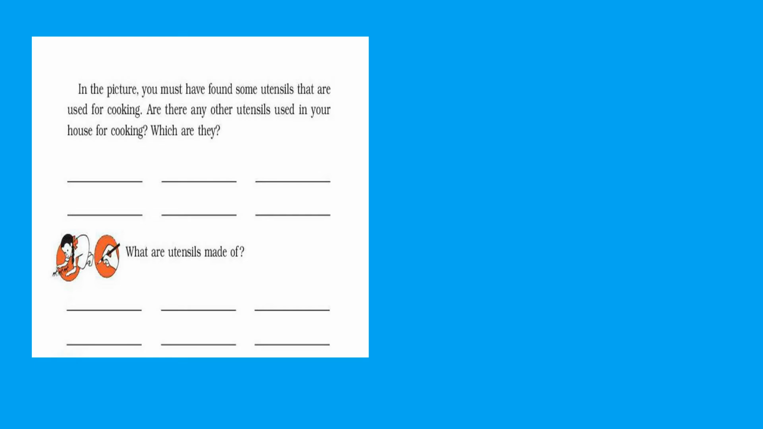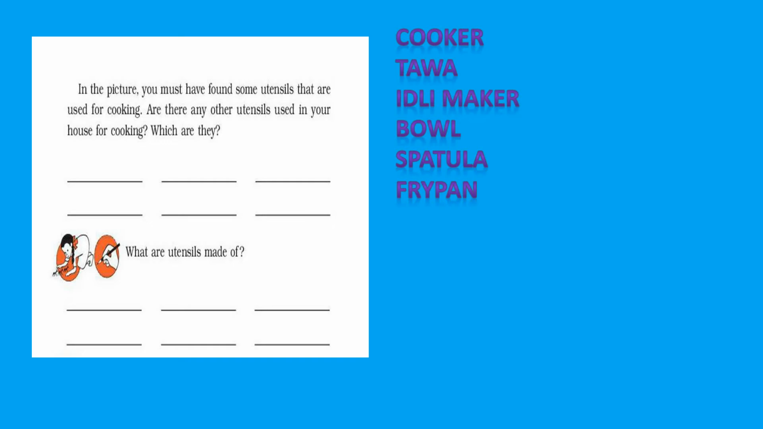Here is the question. In the picture, you must have found some utensils used for cooking. Are there any other utensils used in your house for cooking? Which are they? As I told you in the previous video, to cook food we use different utensils, such as cooker, tawa, idli maker, bowl, spatula, fry pan.